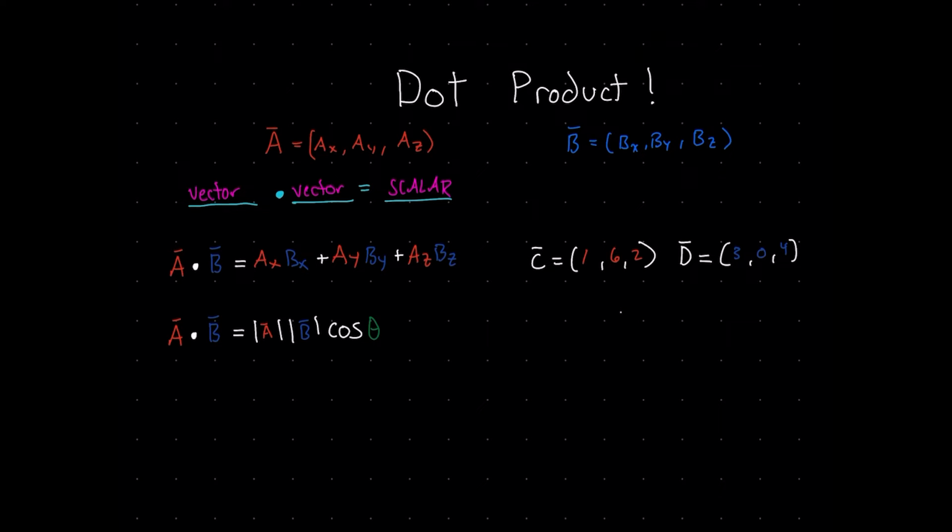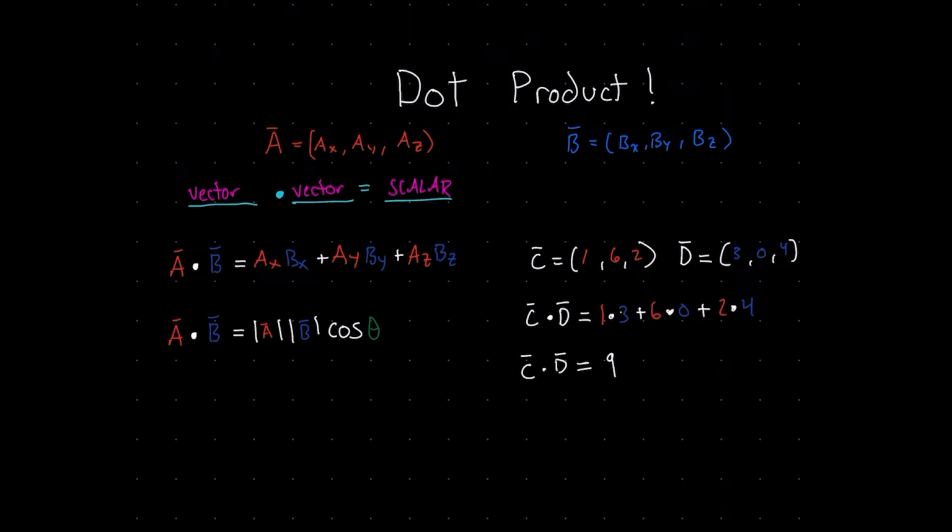And let's just do one example here real quick. We have C dot D is equal to, well, we know it's 1 times 3 plus 6 times 0 plus 2 times 4. And in the end, the dot product is equal to 3 plus 6 times 0, which is 0, plus 8, so we get 3 plus 8, which is 11.